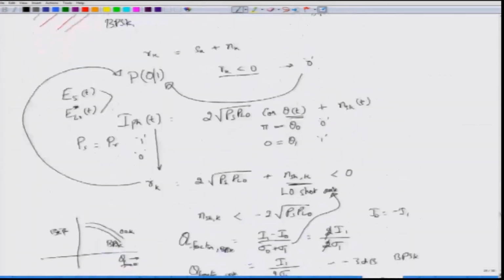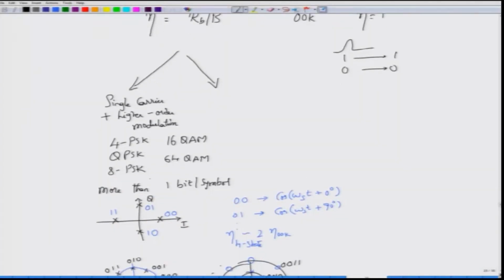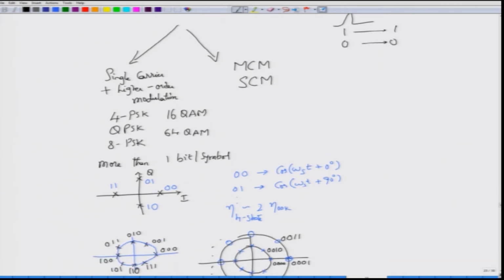Having looked at one way of improving the system performance in terms of the spectral efficiency, we will now look at a different type of approach. This approach is called the multi-carrier modulation approach, or in earlier situations it was also called the sub-carrier multiplexing approach. These two are not exactly the same, but for our purposes they can be considered to be almost the same. What we do with multi-carrier modulation is that, suppose I have some symbols.